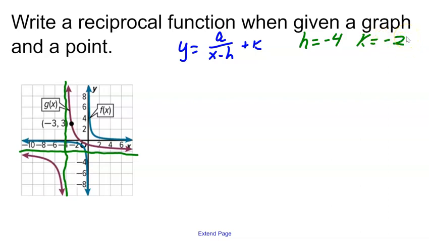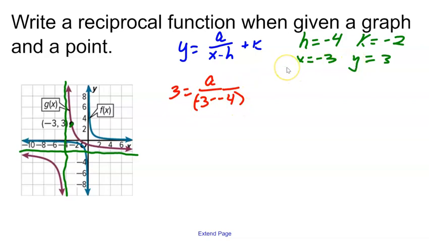Now I have to choose a point, but they give us a point, and we're going to use that point. That point is right here, -3, 3. So my x is going to be -3, and my y is going to be +3. And I'm going to plug all those numbers into my equation above so I can find a. So my y is 3, equaling, I don't know my a, so I'm going to put an a there. On the bottom, my x is -3 minus my h, a -4, and then my k is a -2.